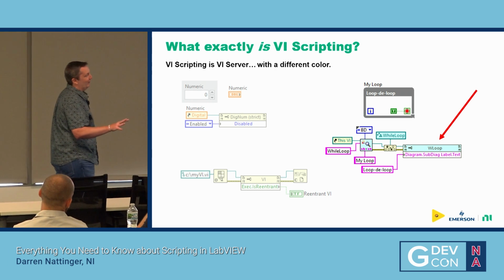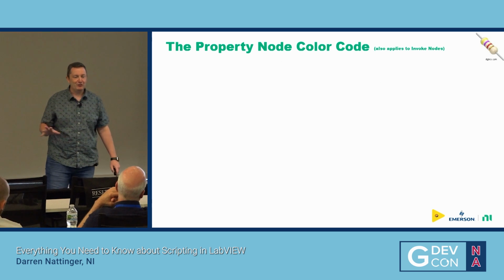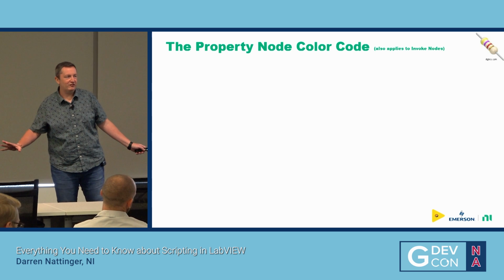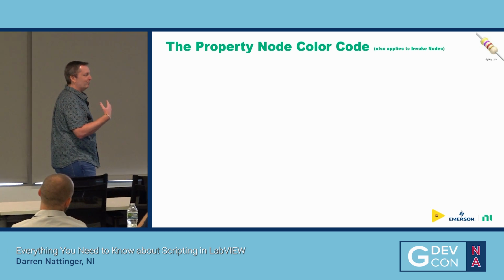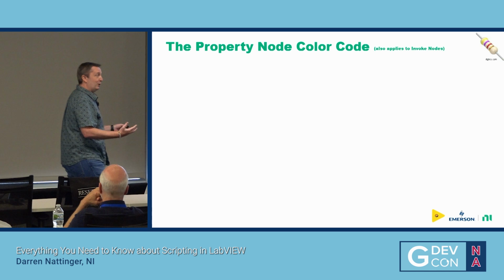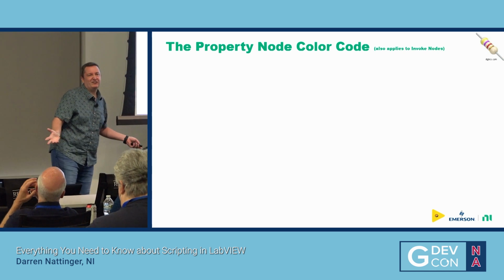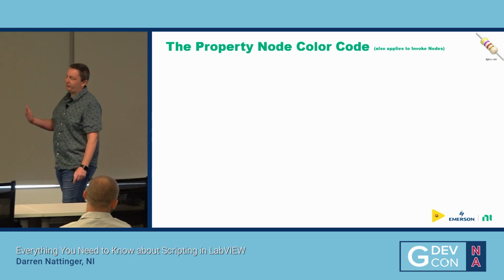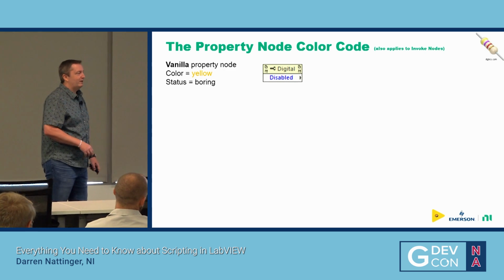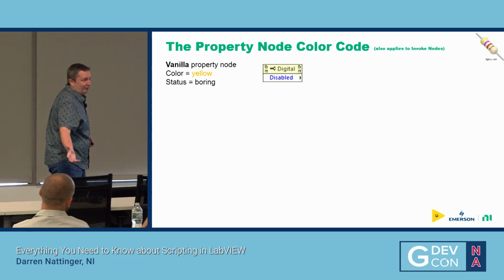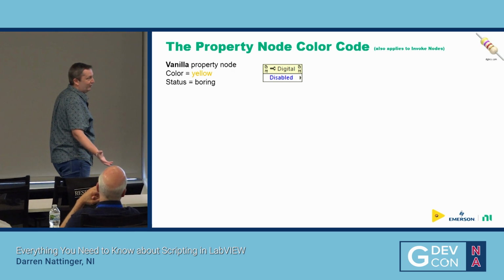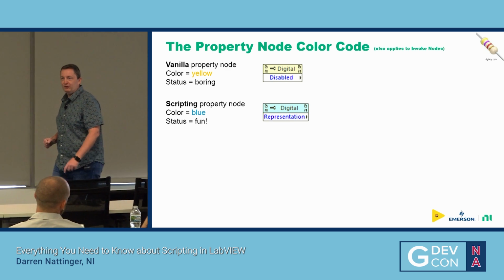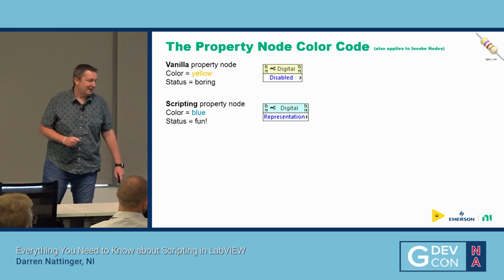So now is a good time for me to talk to you guys about the property node color code. Throughout the course of this presentation, I'm mainly going to be using the term property node when I really mean property nodes and invoke nodes. I'm just going to say property node to be short. So just remember, most of the stuff I say when I'm referring to property nodes also applies to invoke nodes. So vanilla property nodes, we've all seen these. They're yellow. They're boring. They're not what we're talking about today. We're talking about scripting property nodes. Those are blue. They're fun.